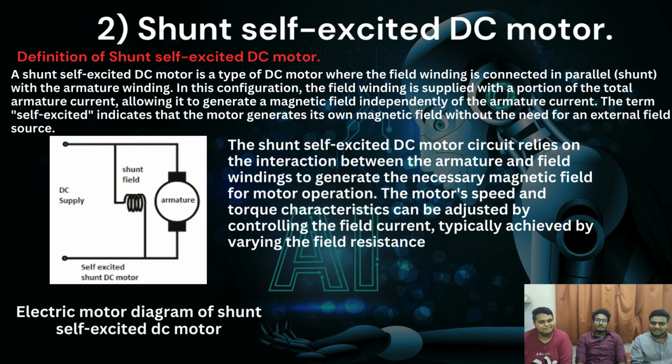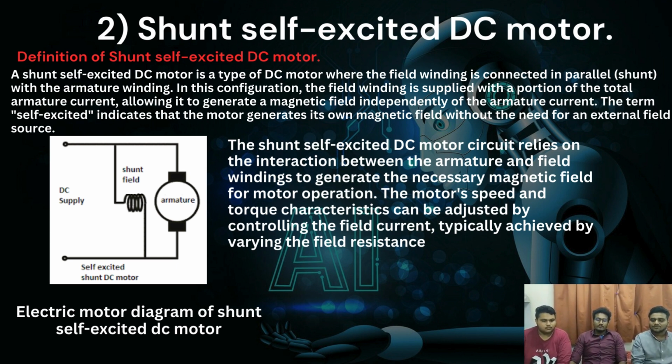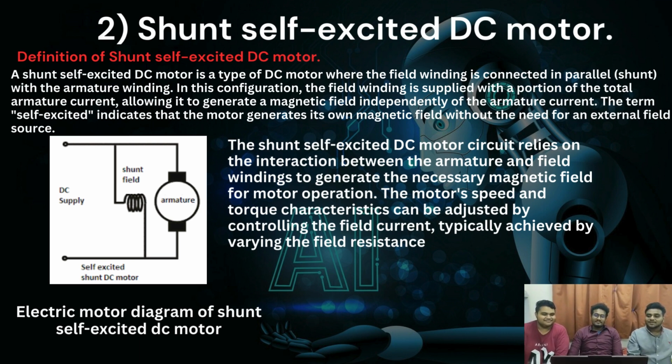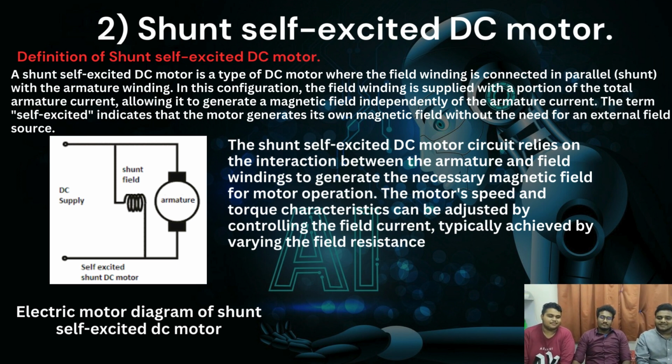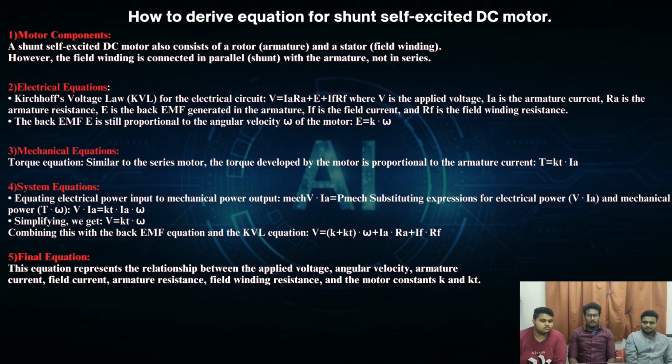The term self-excited indicates that the motor generates its own magnetic field without the need of an external field source. And here is the electric motor diagram of the self-excited DC motor. The circuit relies on the interaction between the armature and field winding to generate the necessary magnetic field for the motor operation. The motor speed and torque characteristics can be adjusted by controlling the field current, typically achieved by varying the field resistance. How to derive equation for shunt self-excited DC motor?